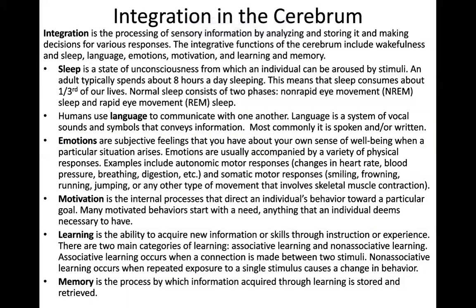Okay, now that we have a general idea of what all the different parts of our brain do, let's summarize some of the most important things our cerebrum does. Talk about integration. We've used that word a lot this semester, all the way back to our first lecture. In this case, this is the processing of sensory information by analyzing, storing it, making decisions for various responses. It's all back to feedback, maintaining homeostasis.